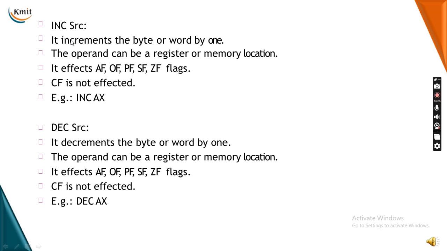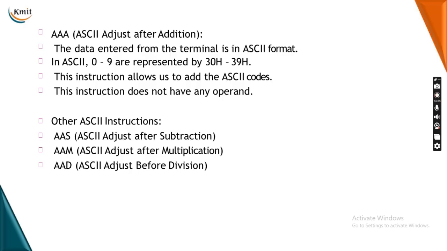Increment will increase the value by 1. Decrement will decrease the value by 1. The important one is AAA, which is ASCII adjust after addition. After addition, if the sum is not in the proper format, it will be adjusted. The data entered from the terminal is in ASCII format, which is American Standard Code for Information Interchange. It follows ASCII codes 30H to 39H, then 40H to 49H. The remaining letters will not be there, so it should be adjusted after the addition.